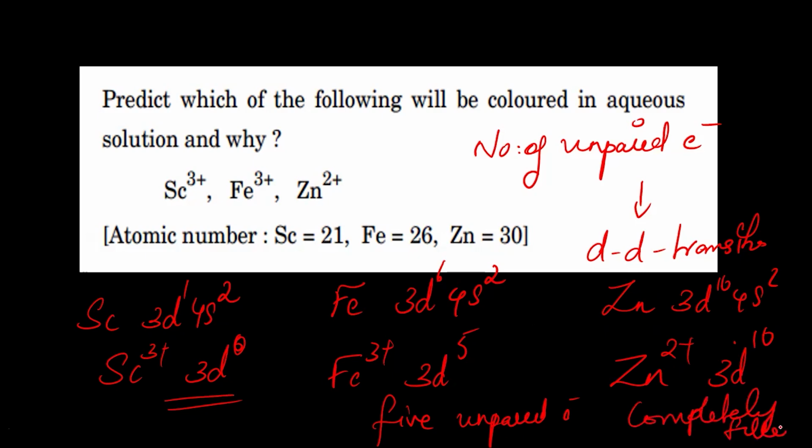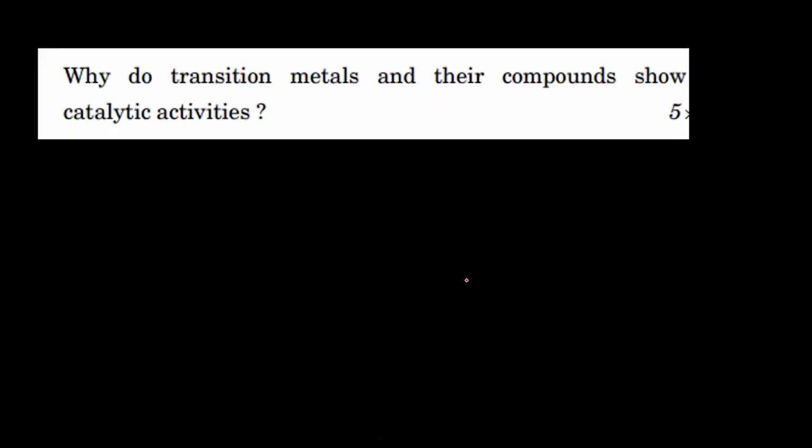Completely filled. So that means unpaired electrons are present only in Fe3+. So that will show the color property. The other ones, scandium 3+ has no d electrons, and in Zn2+ the d orbitals are completely filled. So d-d transition is not possible in both cases. So Fe3+, having 5 unpaired electrons, will show colored compounds in aqueous solution. Okay, let us move on to the next question.